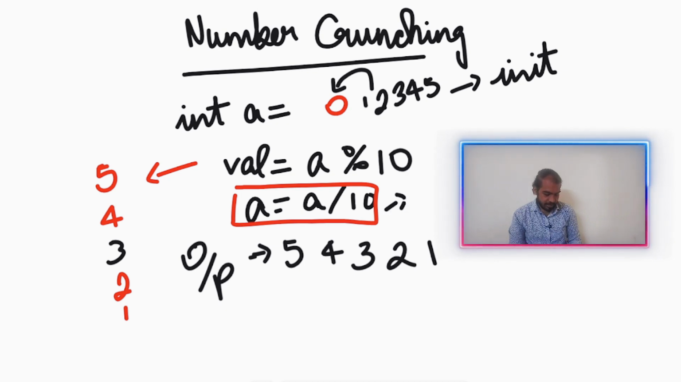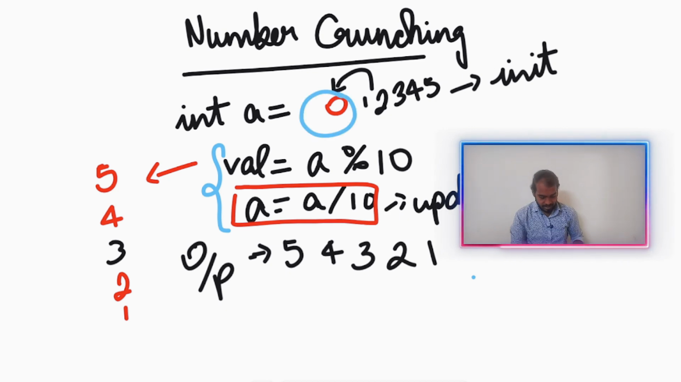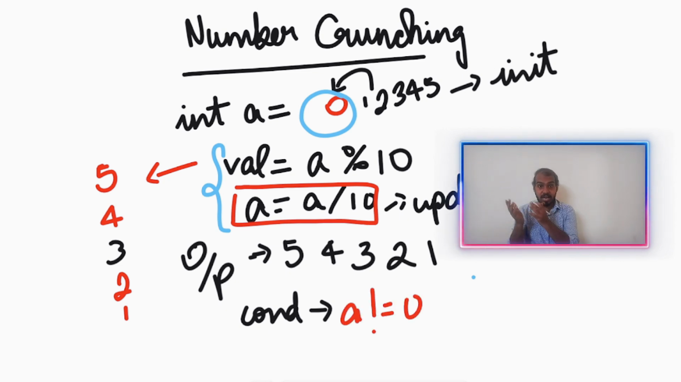Technically I haven't written any condition over here. So what is the stop condition? When do we stop executing exactly these two statements? What point do you think? The point when my a value becomes 0. So the condition is, unless and until my a is not equal to 0, I can be performing these two statements, val is equal to a modulus 10 and a equal to a by 10. But when my a becomes equal to 0, I stop this operation.